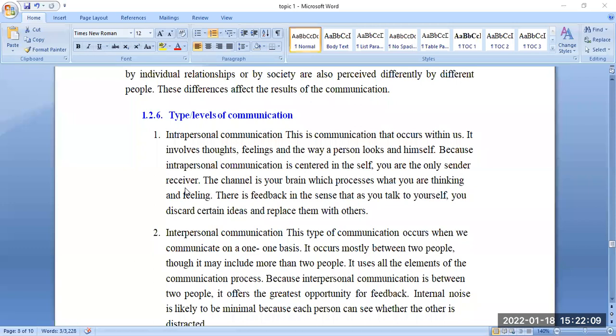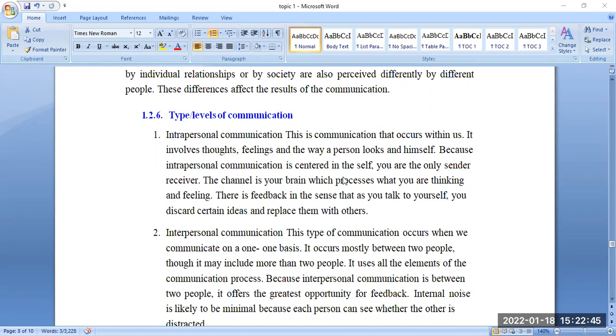Like for example, let me just read that. This is communication that occurs within yourself and it involves your thoughts, it involves your feelings and the way a person looks at himself. Because intrapersonal communication is centered on the self, you are the only sender and you are the only receiver. Maybe unafikiria kuhusu jambo fulani. Ama maybe unafikiria kuhusu somo fulani. That is communication. That is intra-communication.